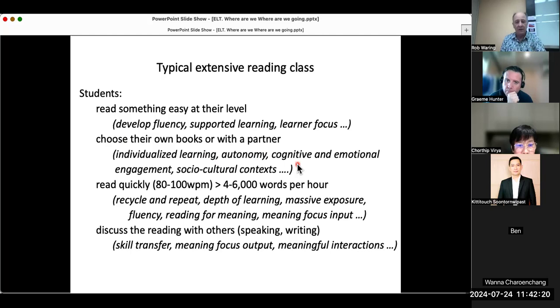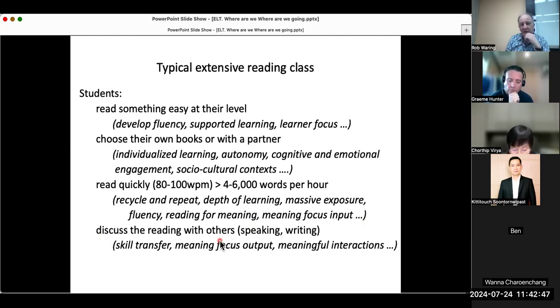They're building autonomy. Hopefully, if the texts are interesting to them, they can react emotionally to the stories and learn about, say, other countries through their reading. They can learn to read quickly. If they're reading 80 to 100 words a minute, they're reading 4,000 to 6,000 words an hour. This will allow them to get lots of recycling, depth of learning, massive exposure, build fluency, and read for meaning-focused input.